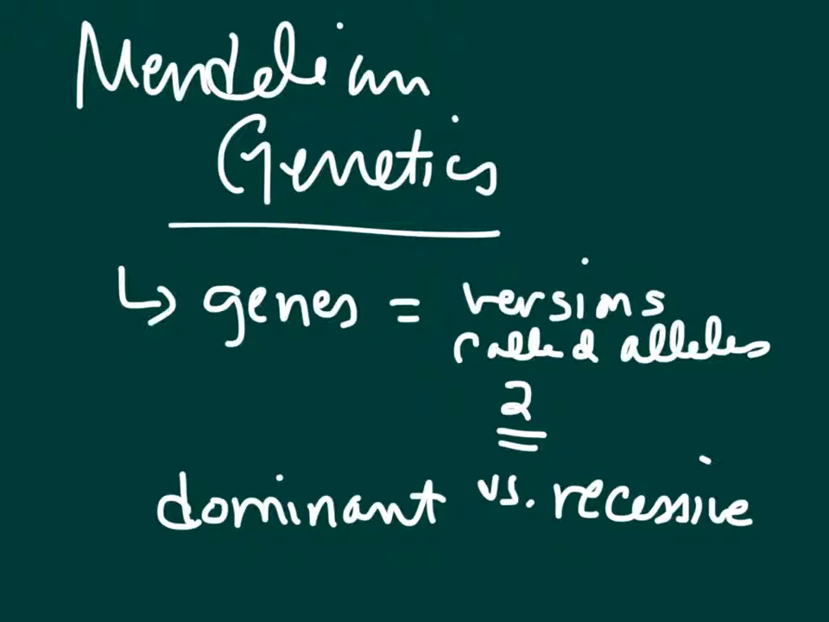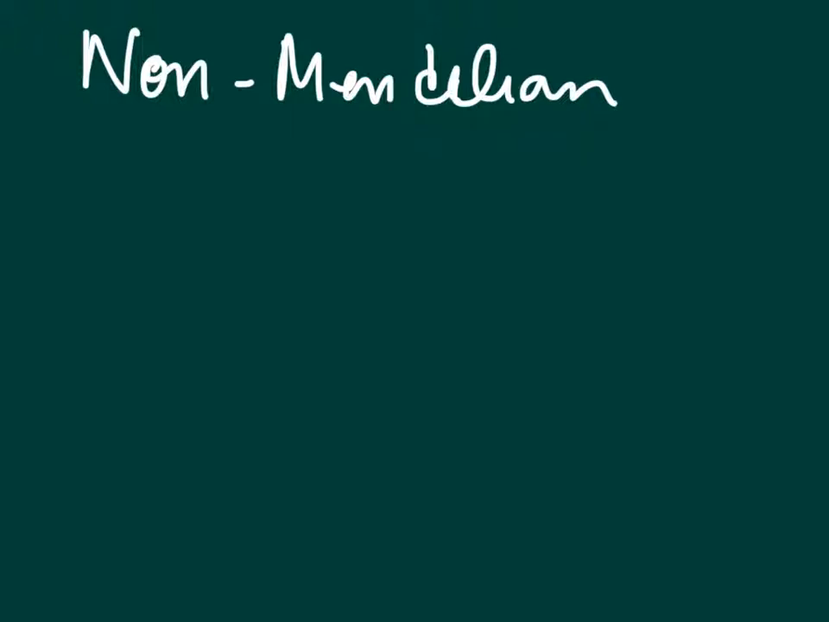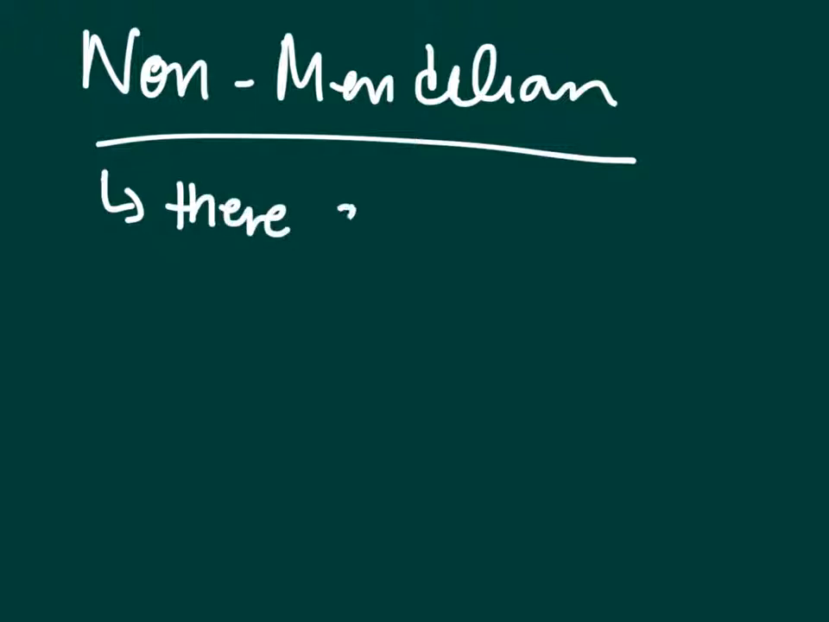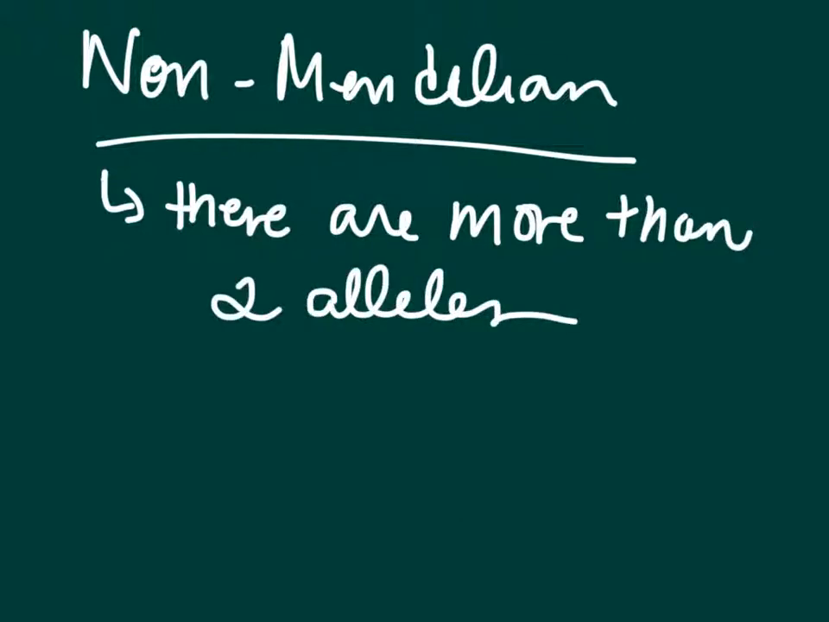The vast majority of human traits are what we call non-Mendelian. These non-Mendelian traits have a couple of ways of being non-Mendelian. The first thing that happens is there are more than two alleles. So if we think about things like hair color or eye color, there are obviously way more than two choices. Tons more than two choices. So there are more than two potential alleles here. Same thing for eye color.